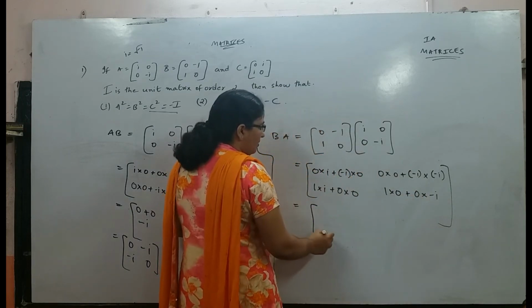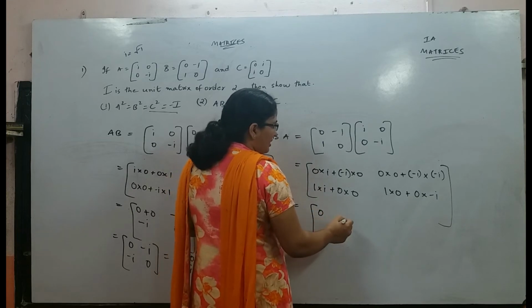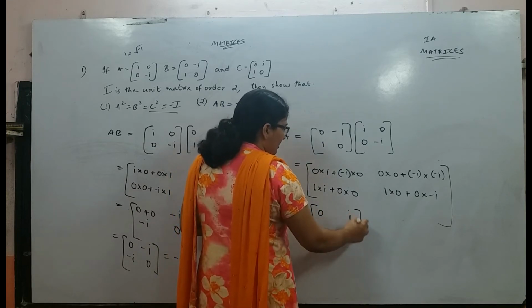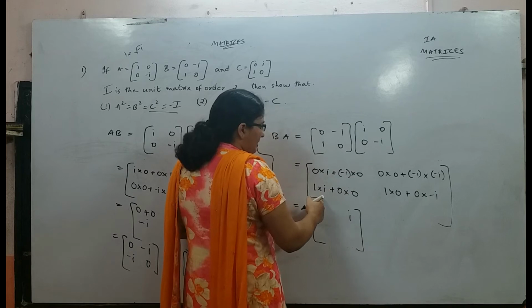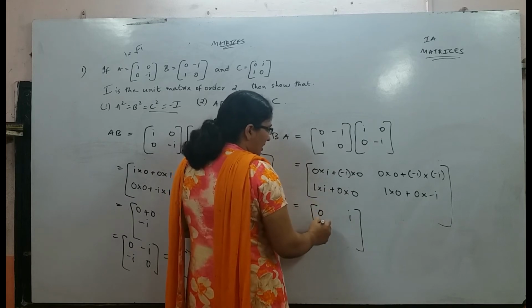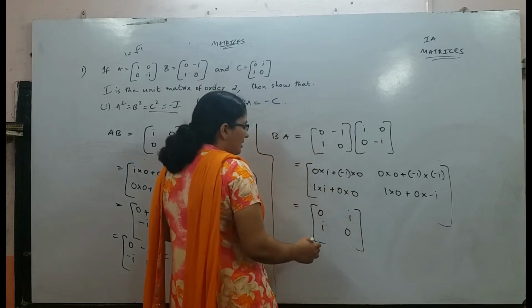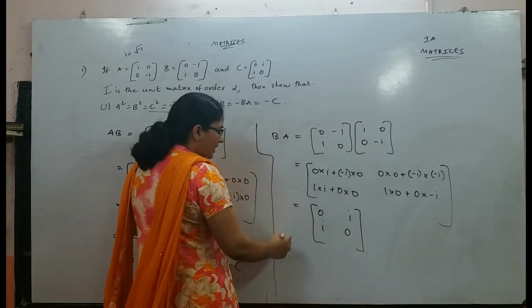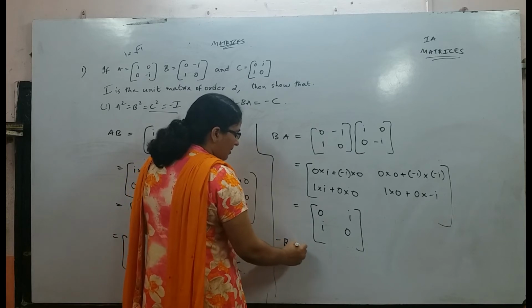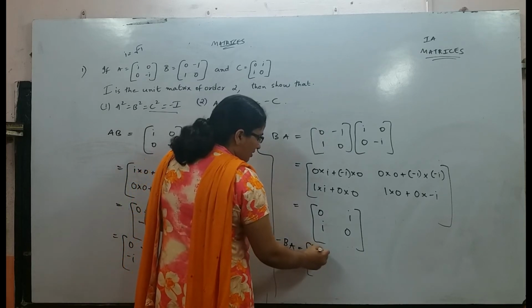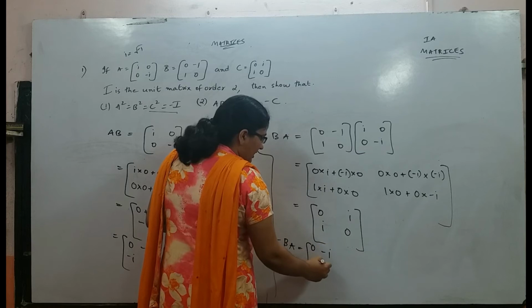So that is equal to 0, here you get i, here you get i, and here you get 0. Now minus BA, this is BA. What is minus BA? Multiply with minus sign. [0, -i; -i, 0].